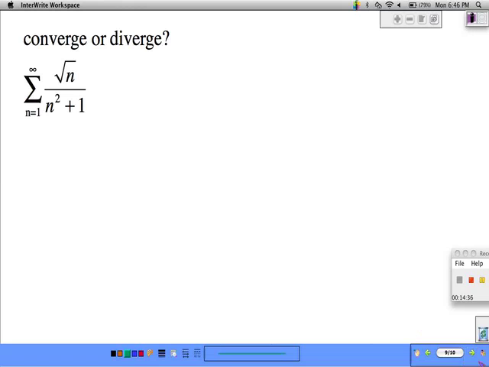Here is one more. And what we're going to do is we're going to compare this to the square root of n over n squared, which is the series represented by 1 over n to the 3 halves. And that is a convergent p-series.